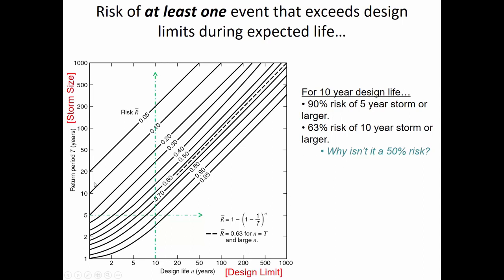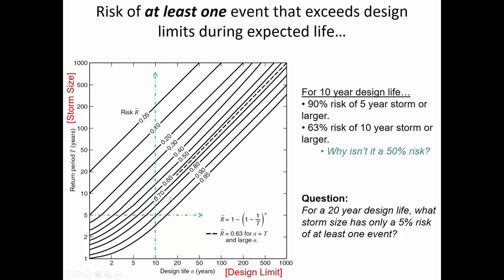If we go up to the 10-year storm, you'll notice in the table there, it's 63% risk of a 10-year storm. Even that is more than 50%, and it's because you're also including the storms that are larger than that. So, 10-year storm or larger. You're getting the risk of the 10-year storm, the risk of the 20-year storm, the 50-year storm, all of those other storms. Even though there's a smaller risk, it all adds up underneath that.